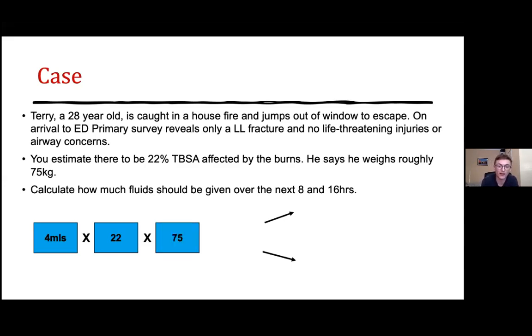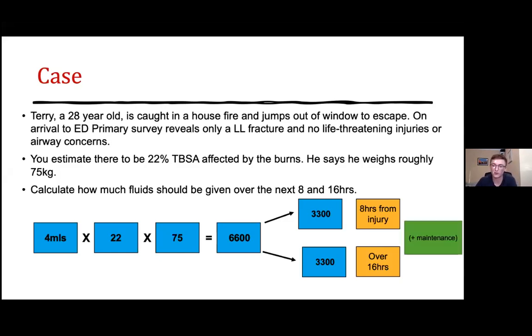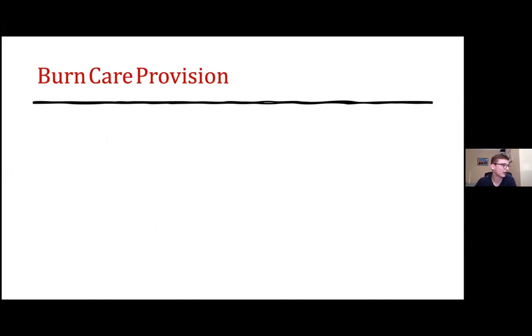Then you're going to multiply that again by 75, which is his weight in kilograms, which gives you 6,600 mils or 6.6 litres. As we mentioned, you're going to divide this into 2, which gives you 3.3 litres times 2. So half of that's going to be given over the first 8 hours from injury, so 3.3 litres over 8 hours. You're then going to give the other 3.3 litres over the next 16 hours. And then, as we mentioned, think about maintenance fluids as well if you need to. Cool, so that's fluid resuscitation.